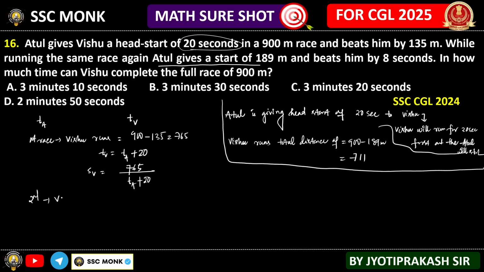In the second race, Vishu runs 900 minus 189, that means 711 meter. And in the second race, Atul is beating Vishu by 8 seconds. That means the total time taken by Vishu is 8 seconds more than Atul. Clear? So the speed of Vishu in the second race is equal to this much. Clear? Now, in the first race and in the second race, the speed of Atul, the time and the distance remained the same. Clear? Now, let's solve this.